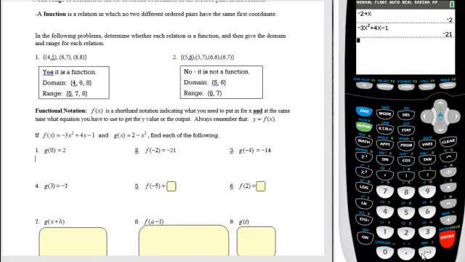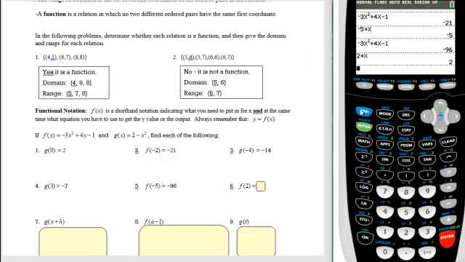Negative 5. I'm going to go back to my calculator. Store in negative 5. I'm going to repeat my original function. And that one's negative 96. Substitute in 2. And guys, again, you can either do it by hand if you want to, or use your calculator. So that one's negative 5.